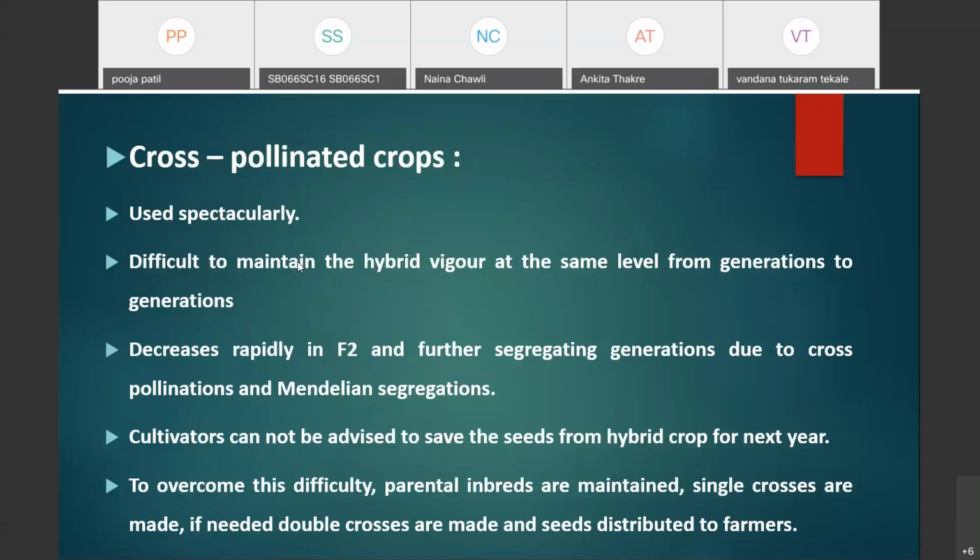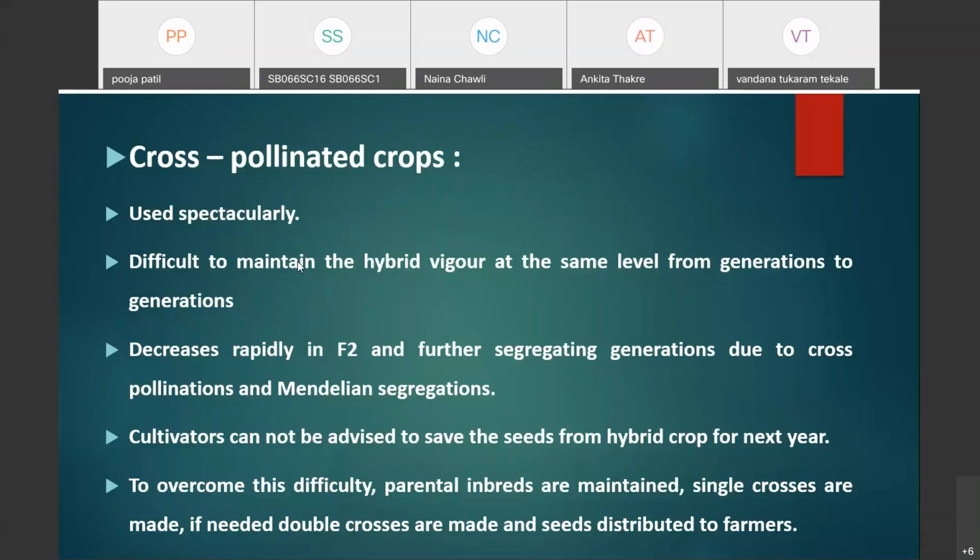Because cross pollinated crops are heterozygous, in the next generation, due to Mendelian segregation, the characters will deteriorate in further generations. That's why it becomes very difficult to maintain the hybrid vigor at the same level from generation to generation. Here in the slide I have also mentioned that the hybrid vigor decreases rapidly in F2 and further segregating generations due to cross pollination and Mendelian segregation.